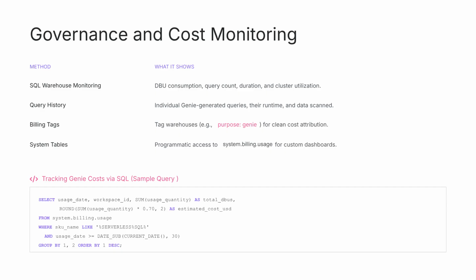Stay on top of costs with the SQL Warehouse Monitoring Dashboard. Query history. See exactly what Genie is running. Billing tags like Purpose: Genie. System tables, system.billing.usage, for custom dashboards. I've included a handy SQL query in the slides to pull your serverless costs. Feel free to copy-paste and tweak it.